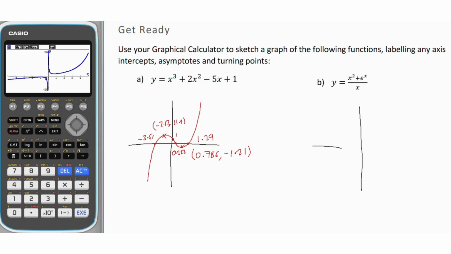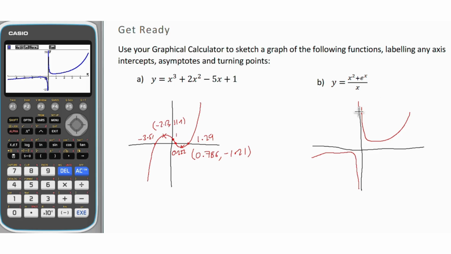If I put in my axes, I can see that this is coming down here, and then it's sort of bending upwards like that. And then on this side, it's coming over and then going down. The axis intercepts, there are no roots or y-intercepts.